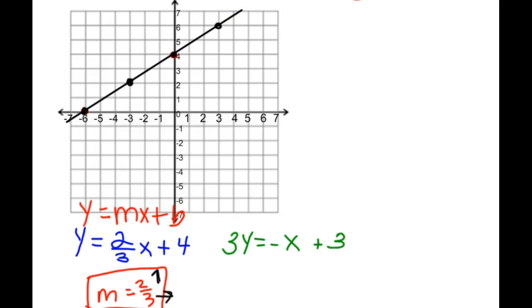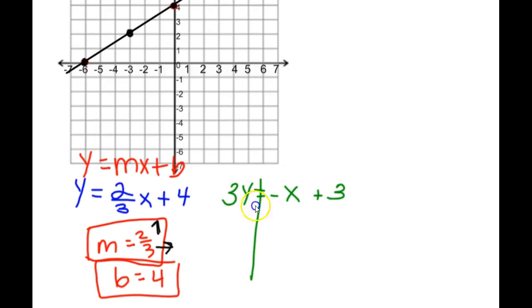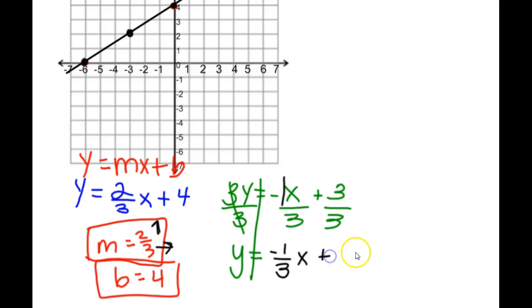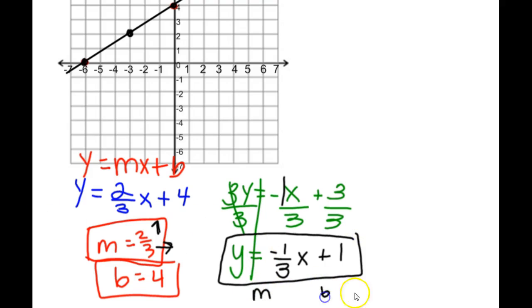The second line, we would need to solve for y. So I would have to divide everything by 3. 3 over 3 is just 1y or y. This would really be a negative 1x. We have negative 1/3 x plus 3 over 3, which is really just 1. So this is also now in the form y equals mx plus b. So I know b is 1 and m is negative 1/3.